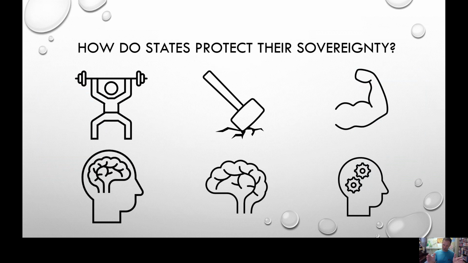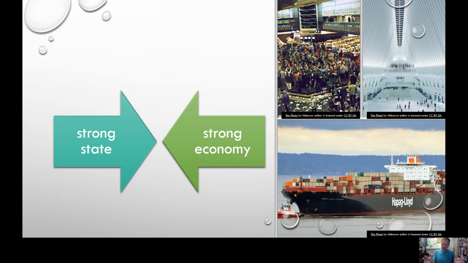So the key question, of course, is how do states protect their sovereignty? Well, the same way we protect our sovereignty is we get strong. So we build up our financial security. We build up our capacity, our ability to do things. So it's strength and smarts. So some kinds of power and some kinds of, what should we say, brain power. And of course, one of the key parts of this is a strong economy. So all states recognize that strong state equals strong economy.